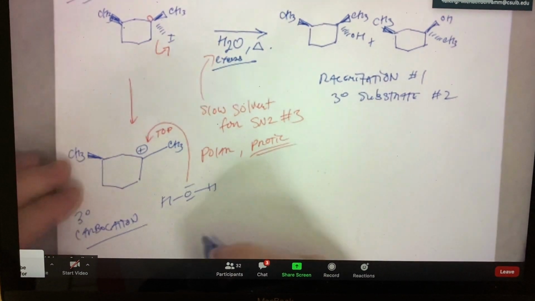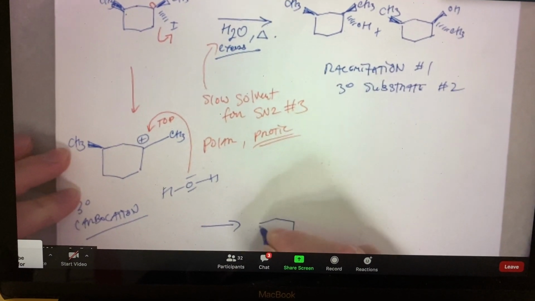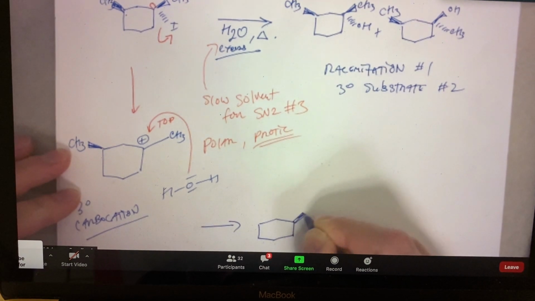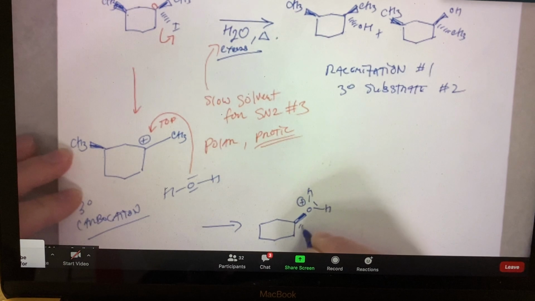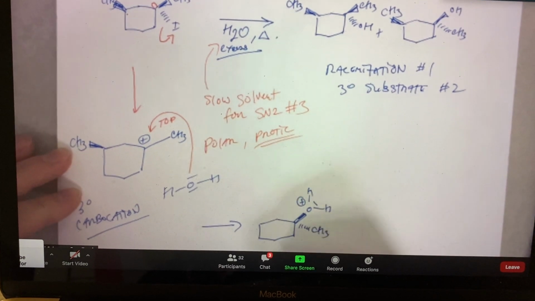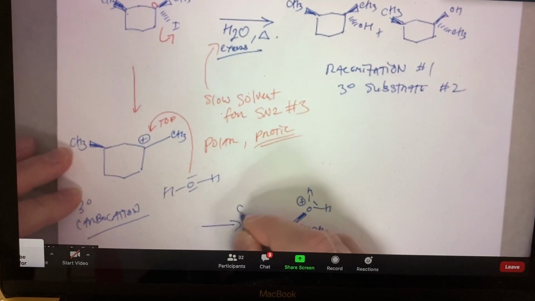So if this comes in from the top, we'll draw water from the top, and it doesn't get to the alcohol directly, just drawing what that one arrow means. And what the one arrow means is we're going to make a new oxygen-carbon bond.